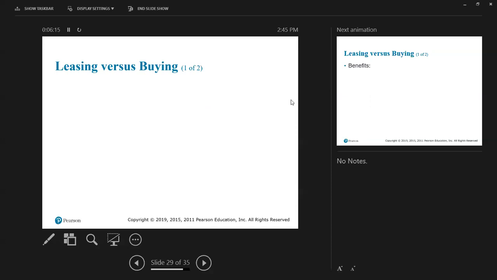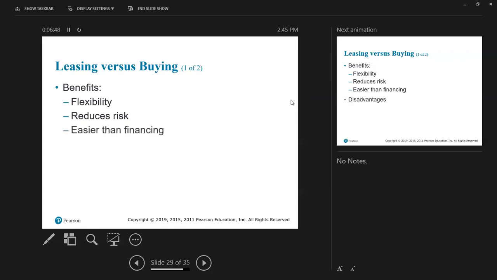Now let's talk about leasing versus buying, and later we'll talk about renting versus buying. What is actually the difference between leasing and renting? Well, leasing is for longer term, while renting is for shorter term. For instance, the benefits of leasing: it offers you flexibility. You don't have to worry about the storage, maintenance, or operation cost, because everything is included, which helps you reduce the risk of time and clashes of your schedule and so forth.